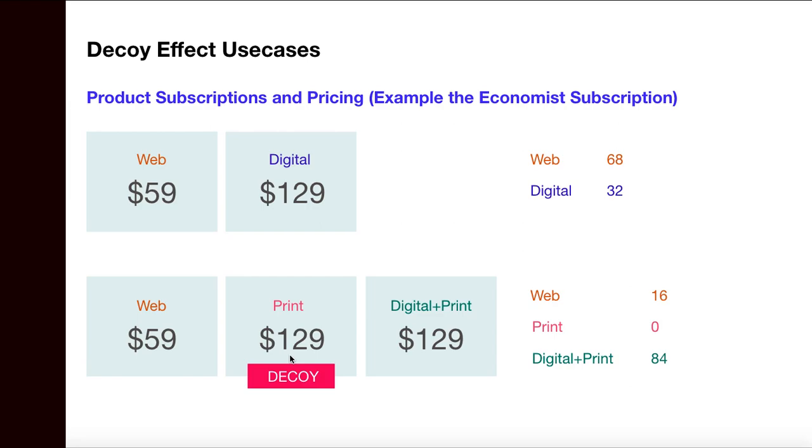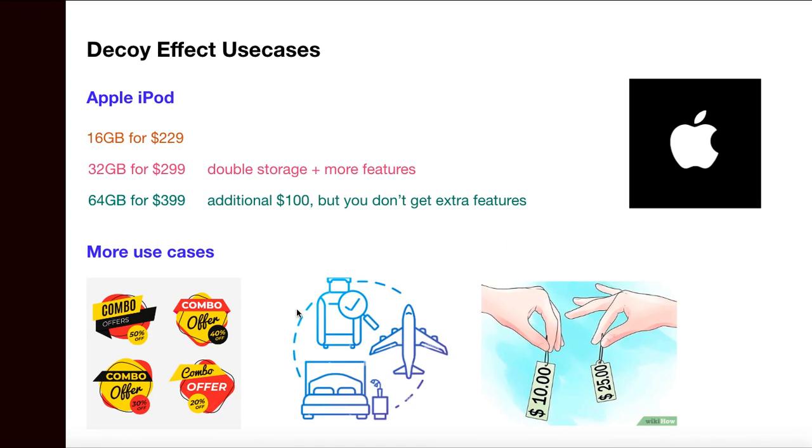And just by introducing something that's really non-useful, non-beneficial, if you see the subscriptions, web had 16, print was 0. We all know why it's 0. But the digital plus print was 84. So indirectly, you see the web got reduced and digital got increased with the introduction of just this one decoy subscription. This is one example. The second example is the Apple iPod. So you had 16 GB for $229.